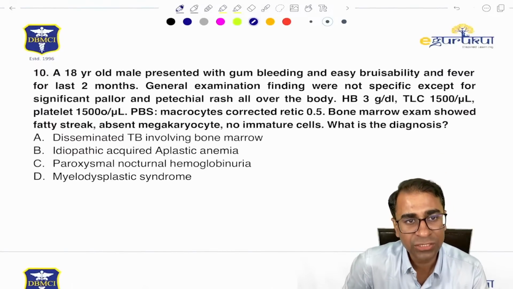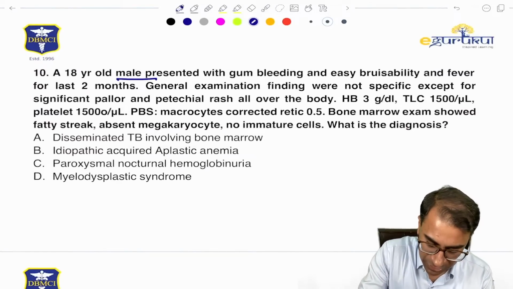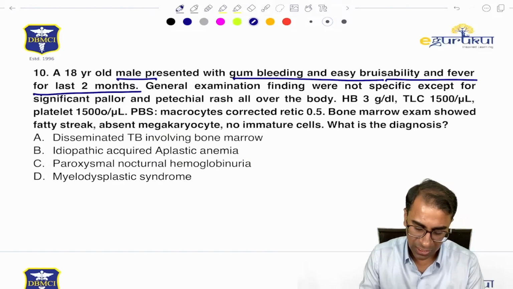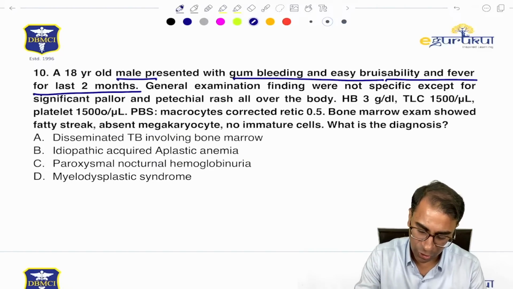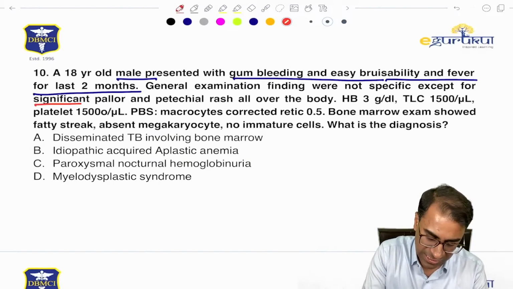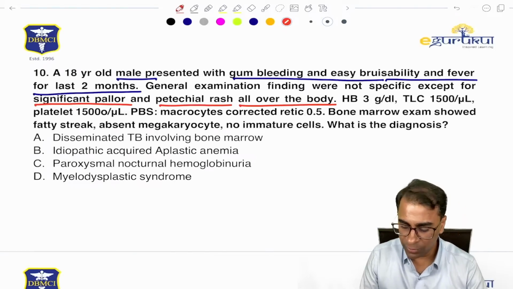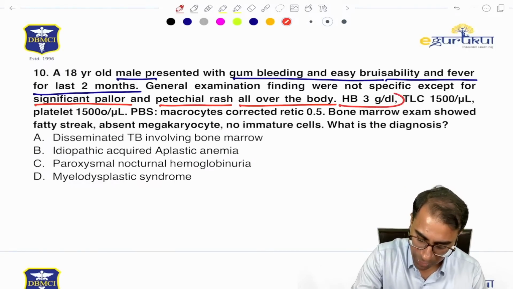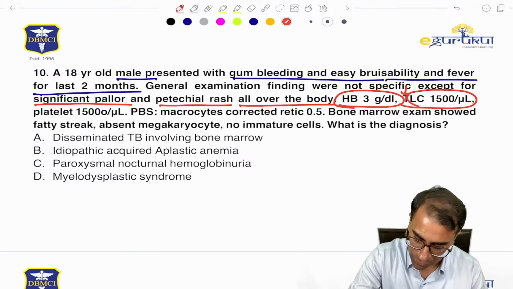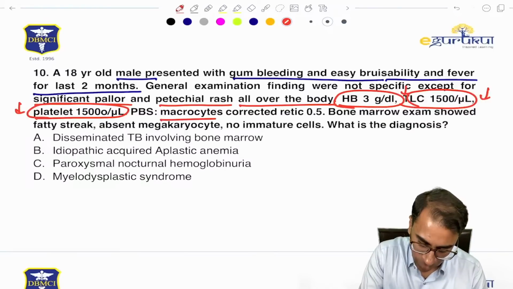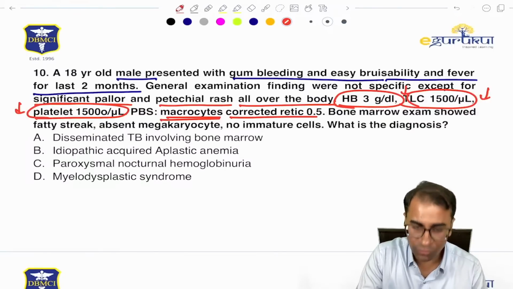What is question 10 saying? A male patient presents with gum bleeding and easy fatiguability with fever for the last 2 months. Generalized examination findings were non-specific except pallor, and petechial hemorrhages all over the body were seen. Hemoglobin is low, TLC is also low, and the platelet count is also low. Macrocytes are seen, and reticulocyte count is very low.